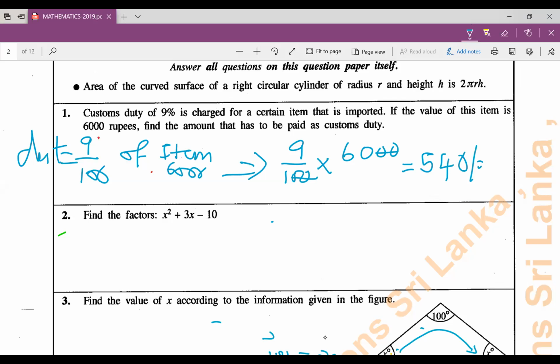I hope there is no problem with the audio. Let me check the chat session. Has anyone complained? Okay, no.